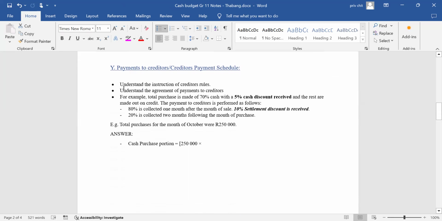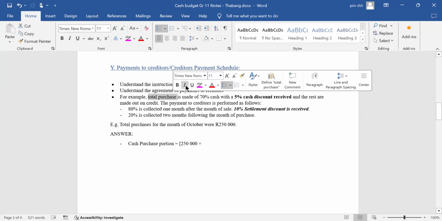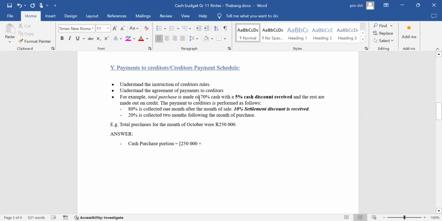And then on the payment side, same story: understand the instruction of the creditors' rules, the agreement of payments to creditors. If you enter an agreement with creditors to settle them on an installment basis, you need to know how they are allocating. For example, if you've got a total purchase of raw materials amount, how do we allocate what was bought for cash and what was bought on credit? They'll always give you that kind of information. So if it's 70% on cash basis, it follows then.